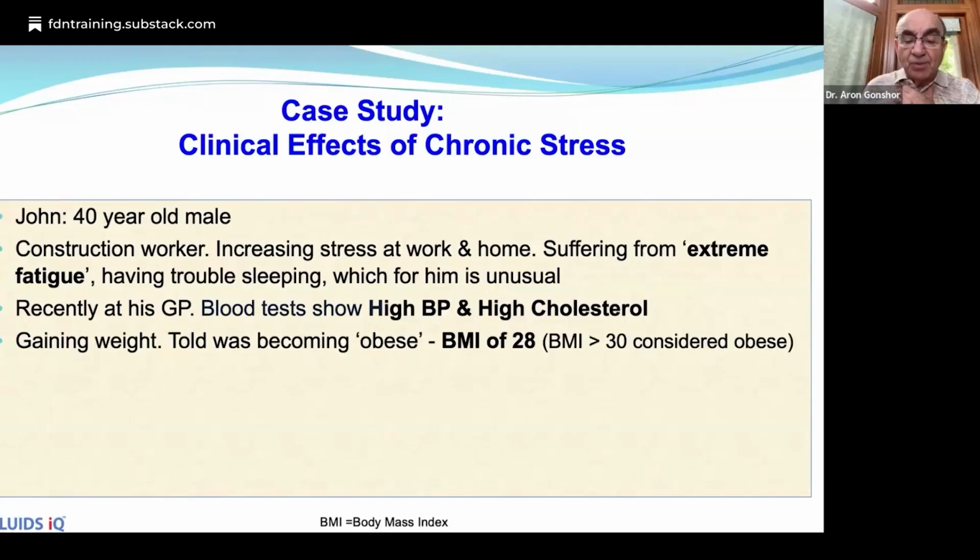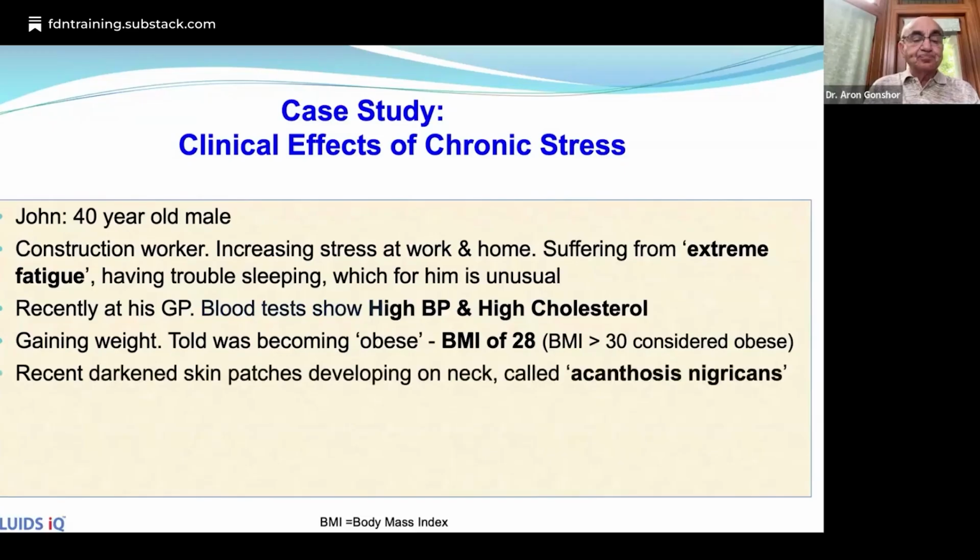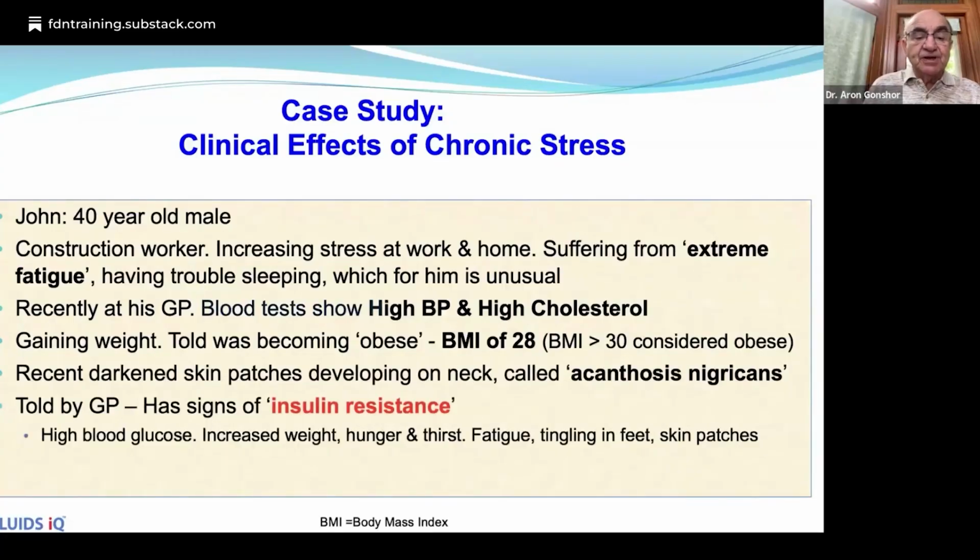He has a BMI. This is a body mass index. It's not exact, but it's a pretty good way of looking at obesity. The BMI is 28. For those of you unfamiliar with it, if you have a BMI which is greater than 30, it is conventionally considered that you are now in the level of obesity. And recently, he has started to notice darkening skin patches developing on the neck, which has traditionally been called acanthosis nigricans.